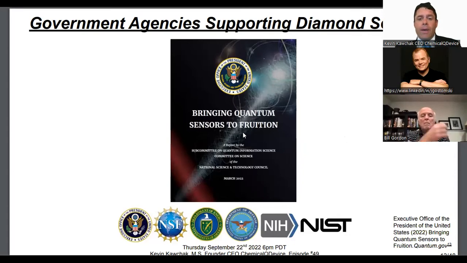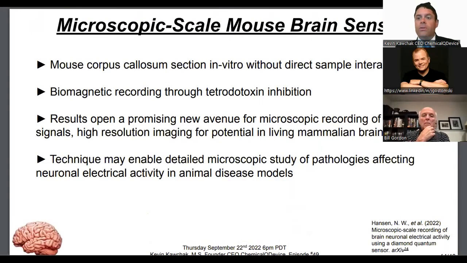If you want to learn more about a lot of quantum sensors, and especially diamond quantum sensors, I would highly recommend this, Bringing Quantum Sensors to Fruition. It's free. It's on quantum.gov. And these are the organizations that are involved with this in specific diamond quantum sensors.